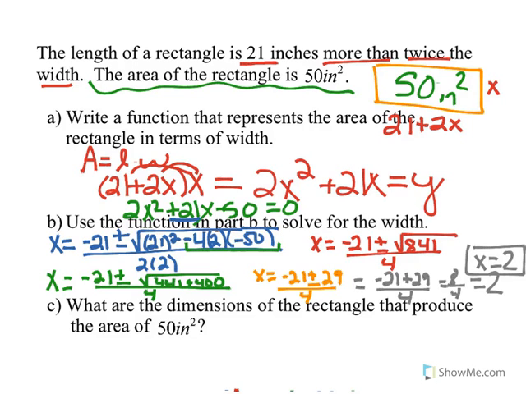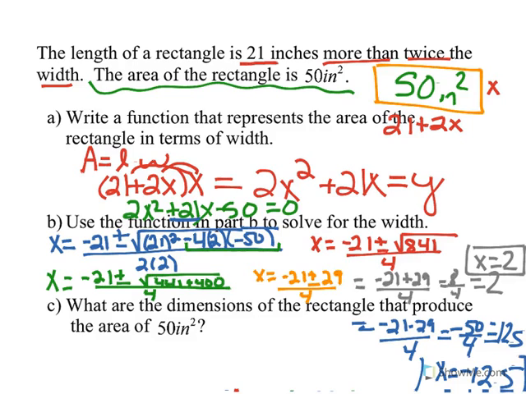But now, that was negative 21 plus 29. Let's see what happens if we do negative 21 minus 29 over 4. Well, negative 21 minus 29 is negative 50. Negative 50 divided by 4 is a negative 12.5. So x could equal a negative 12.5.